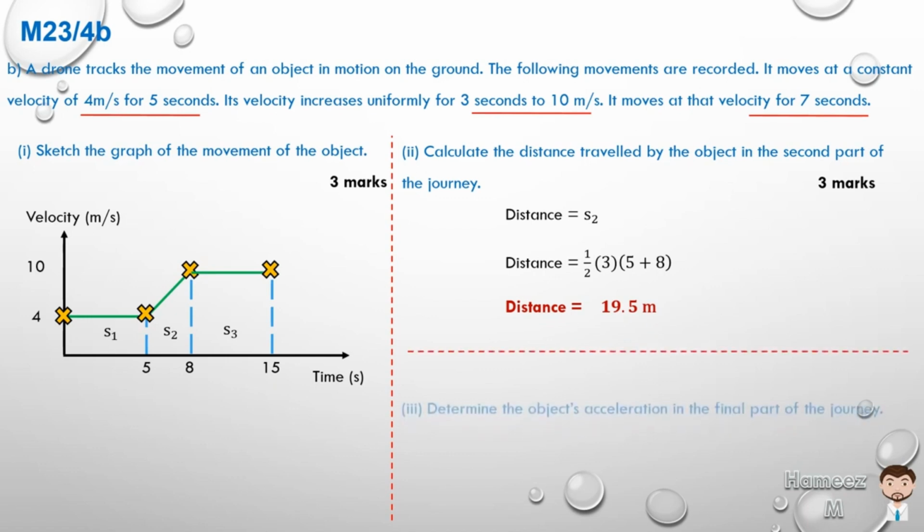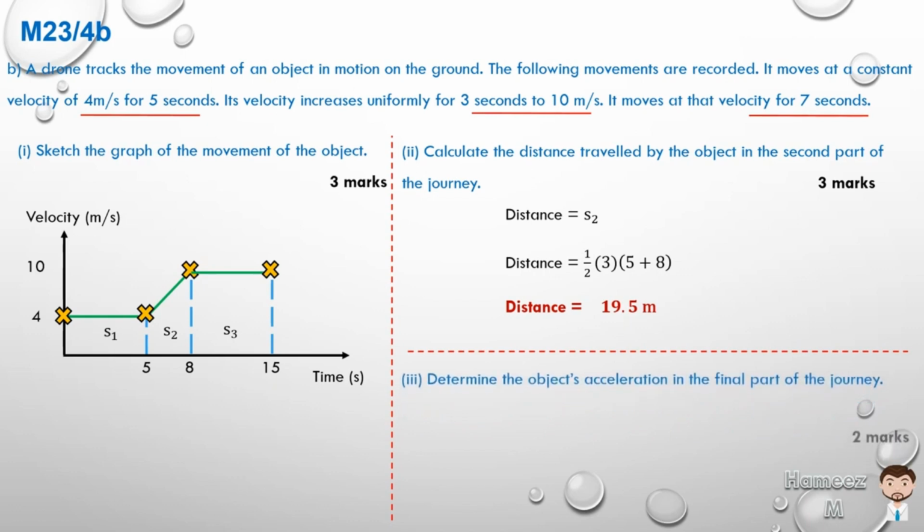Part 3. Determine the object's acceleration in the final part of the journey. So acceleration is change in velocity over change in time. In the final part of the journey, the change in velocity was 0 because it was a flat line. So it will be 0 over 7, which means the acceleration is 0 meters per second squared. As such, it didn't accelerate, but maintained a constant velocity for the final part of the journey.